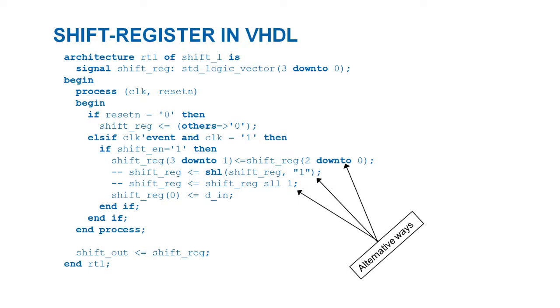With all this, I can close my if statement, which is activated based on the shift enable, and then I can close my clock statement, and I can also close my process. Within the architecture, now I can update the output data shift_out, giving the current data of shift_reg. So this is a very simple way of implementing a shift register.